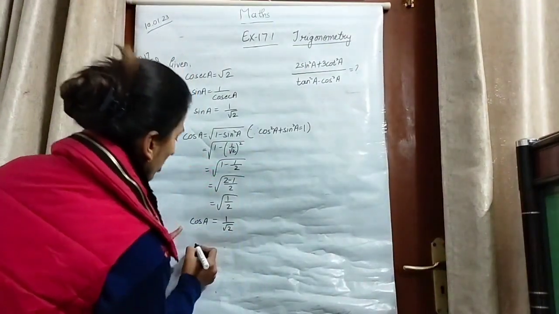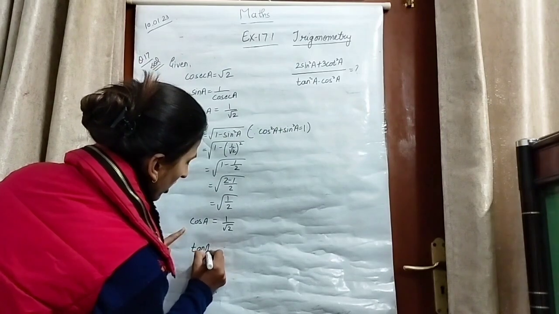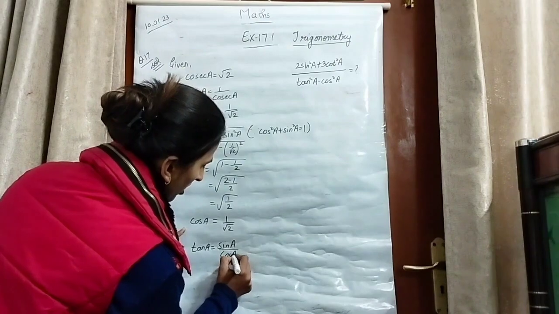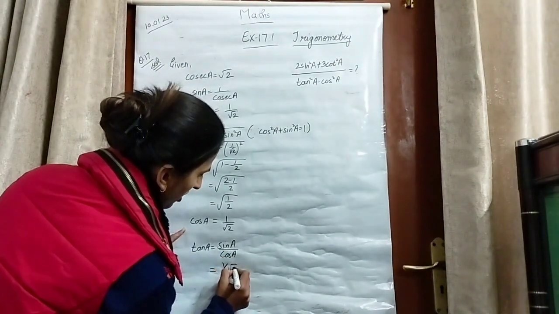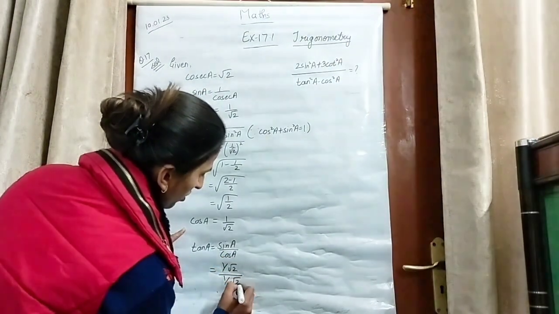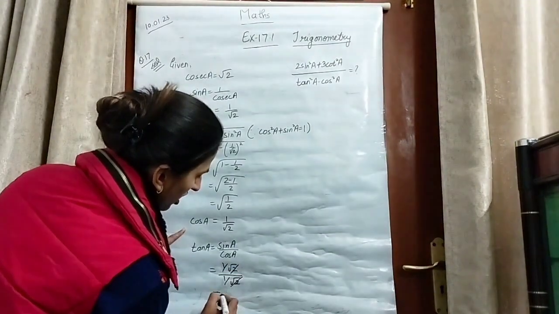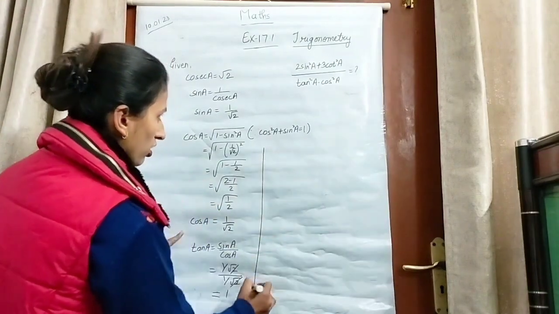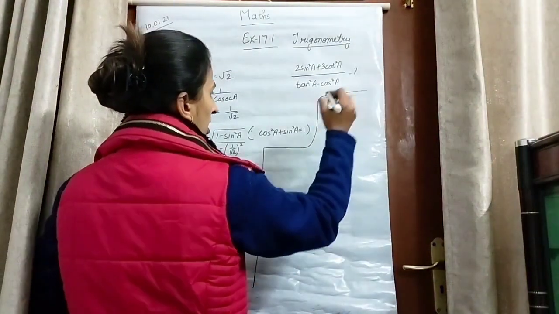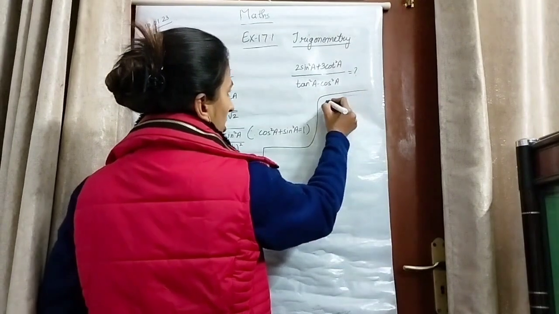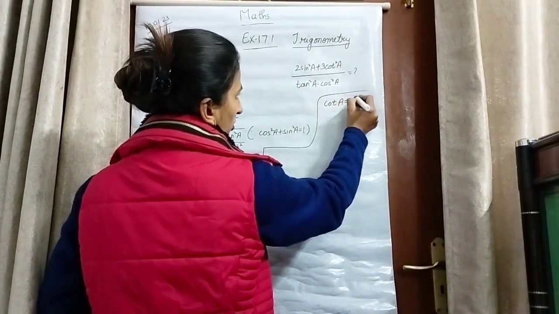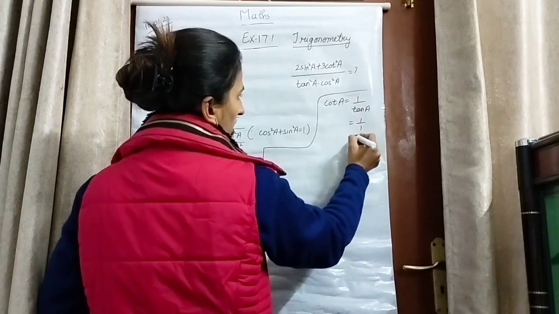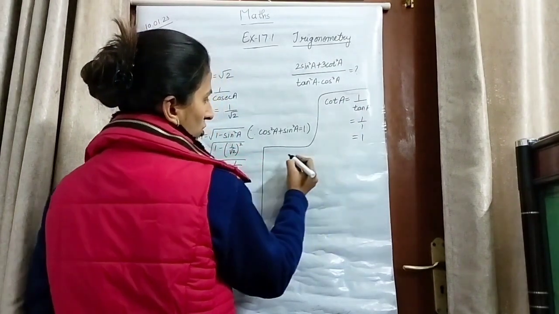Now the value of tan A. Tan A is what? Sin A upon cos A. When you put the value of sin A as 1 by root 2 and cos A as 1 by root 2, root 2 cancels with root 2. 1 by 1 means 1. The value of tan A will be 1. So tan A is 1. Now cot A is what? 1 upon tan A. So it means 1 upon 1 again. So it is 1. The value of cot A is also 1.